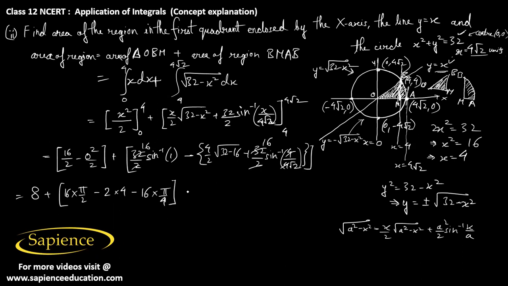So this will be equal to, 2 eights are 16, 4 fours are 16. So this is 8 + 8π - 8 - 4π. So 8 and 8 will cancel. So the answer is 4π square units. So this is the answer for the area of the required shaded region. Thank you.